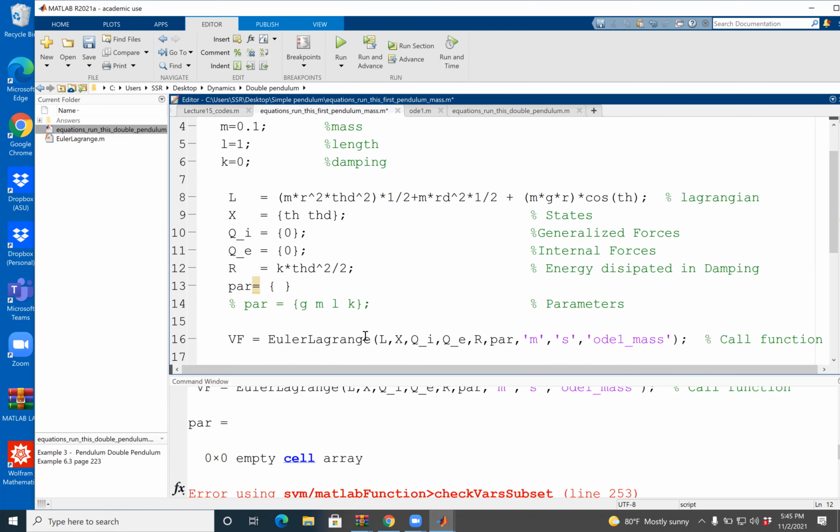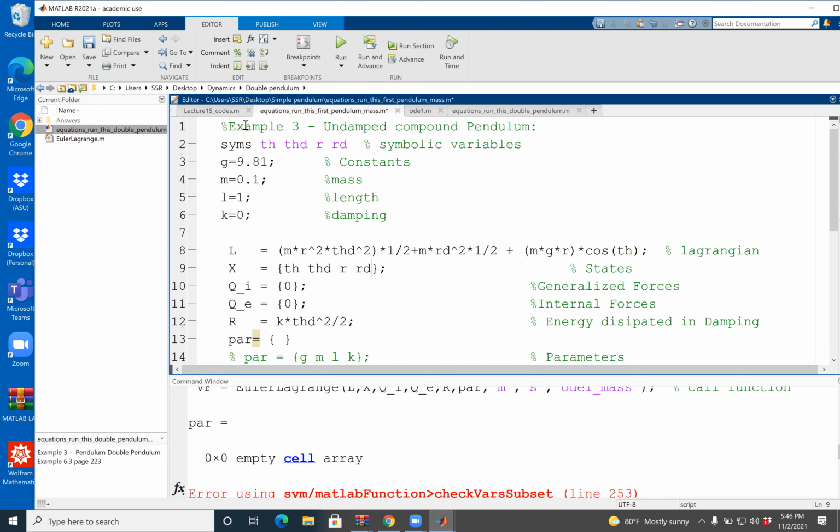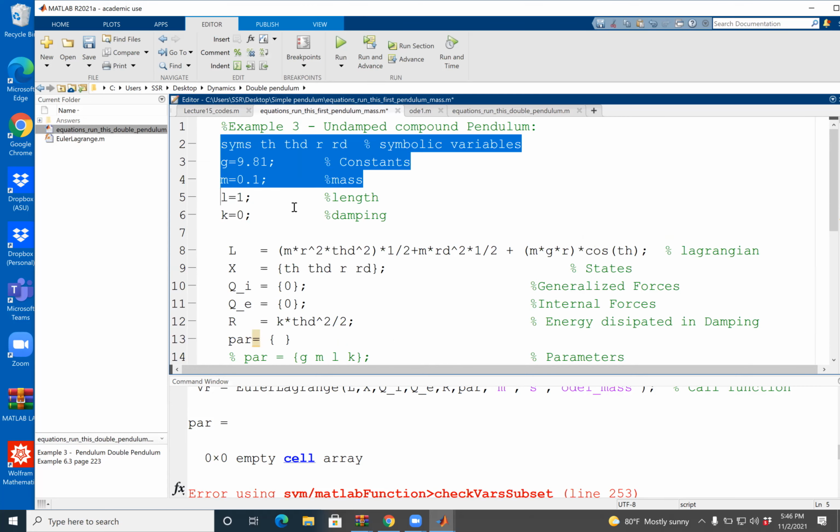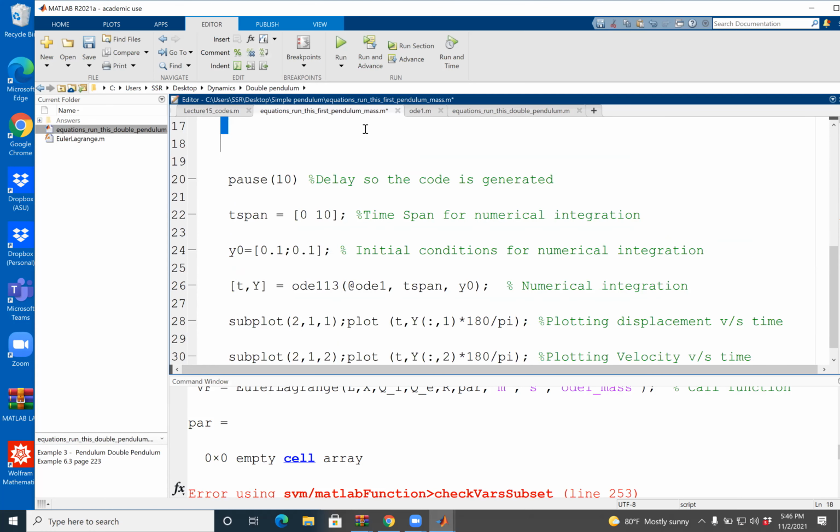Where is state? Oh, line. Oh, you are right. Yeah, correct. See, I forgot RD. Yes. Okay. And then your equations are done.